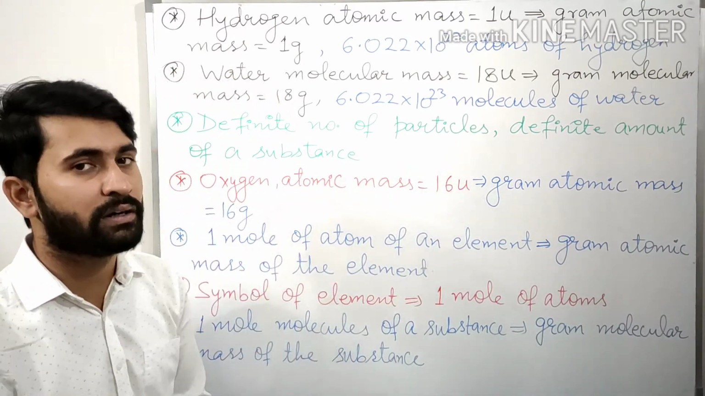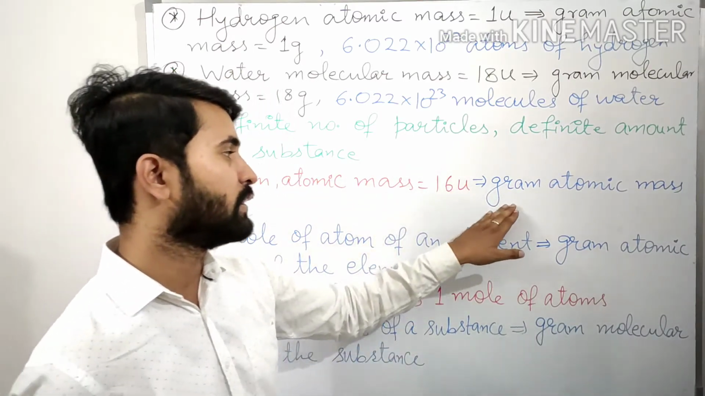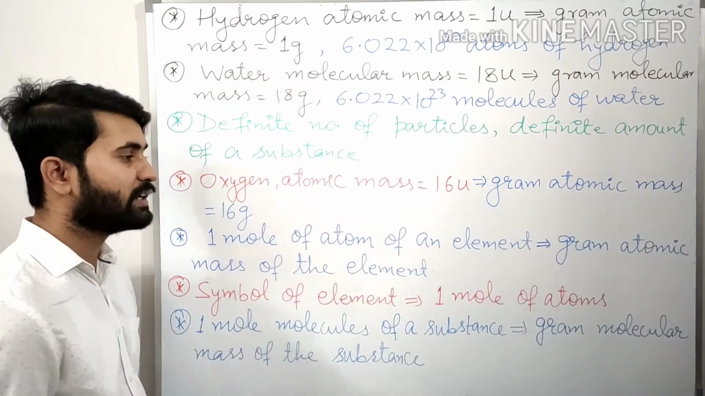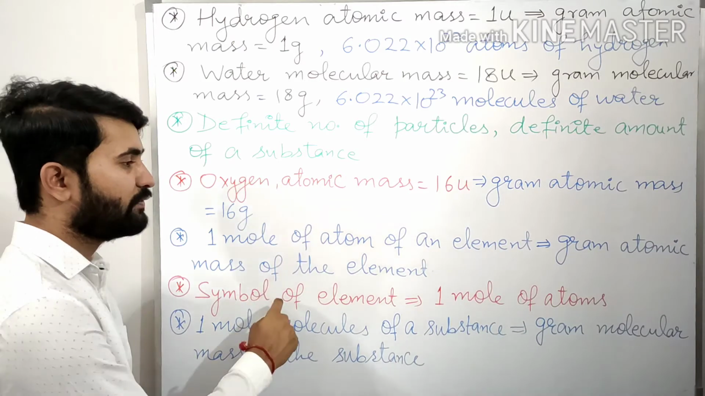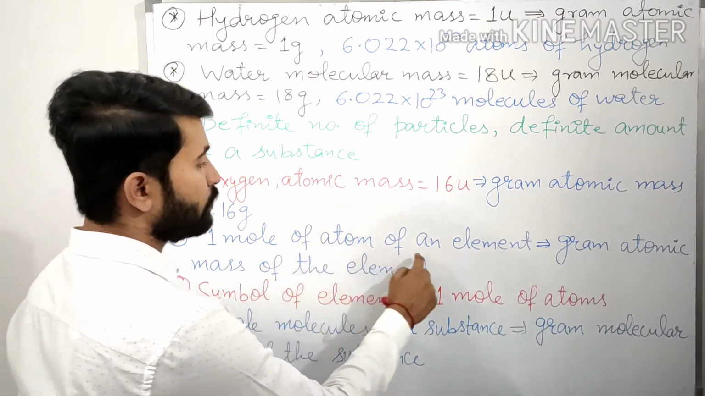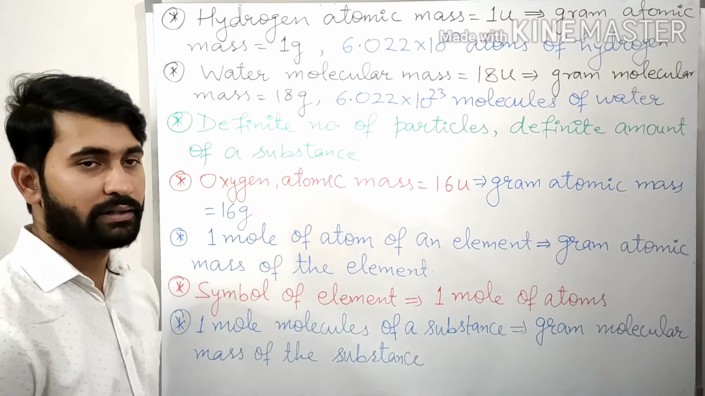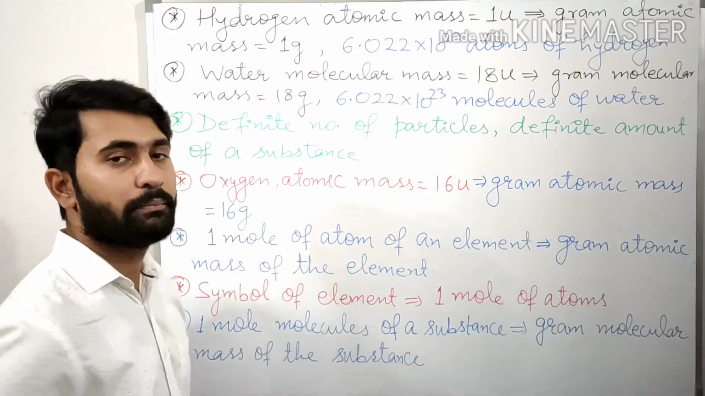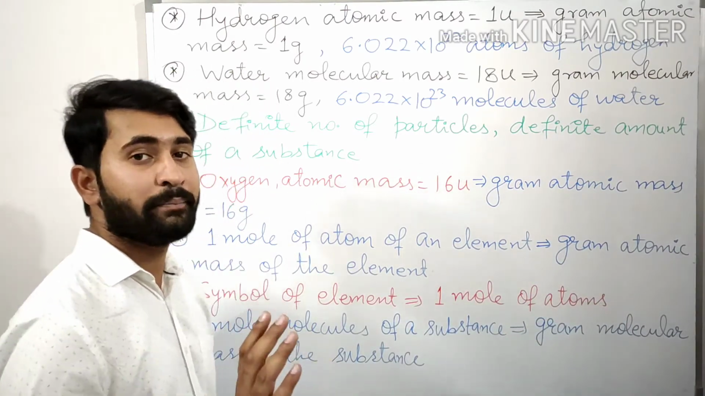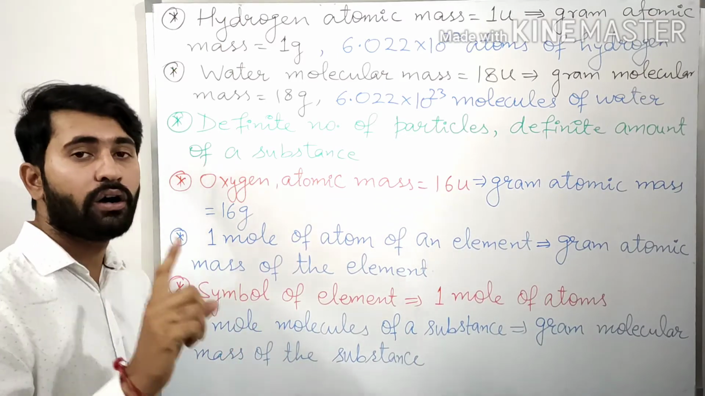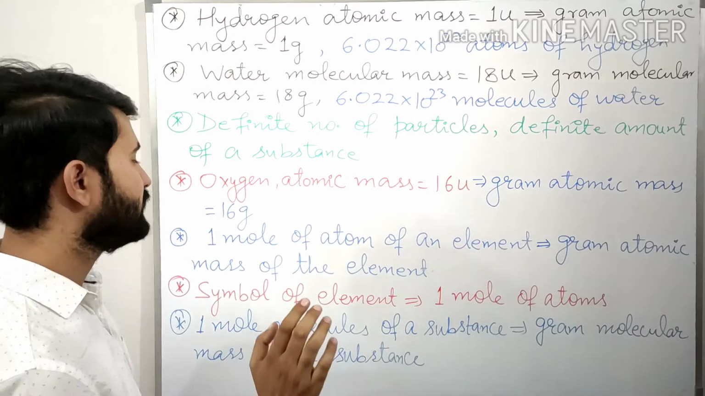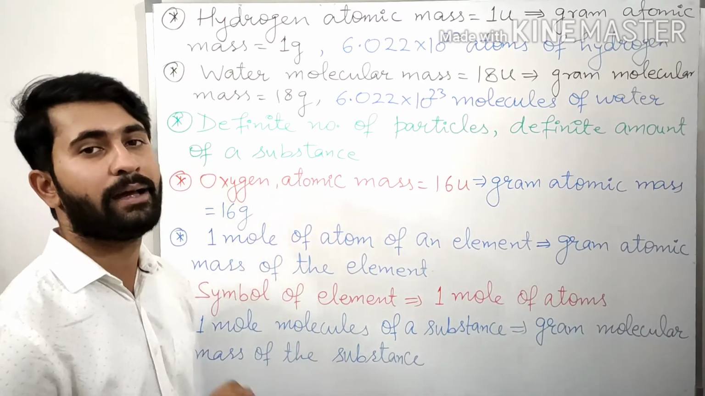So if we convert it into gram, the gram atomic mass will be equal to 16 gram. So now here we have read that 1 mole of atoms of an element will have a mass equal to the gram atomic mass of the element. It means the weight of 1 mole of oxygen atoms is equal to 16 gram.